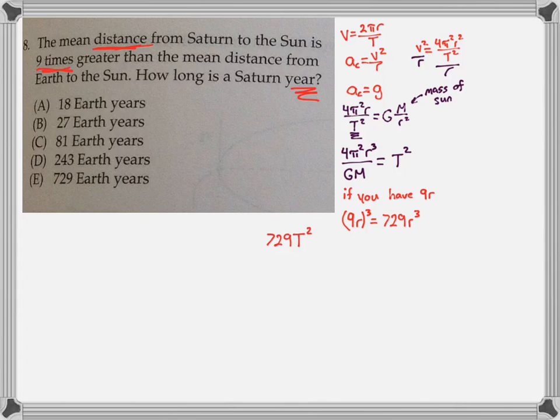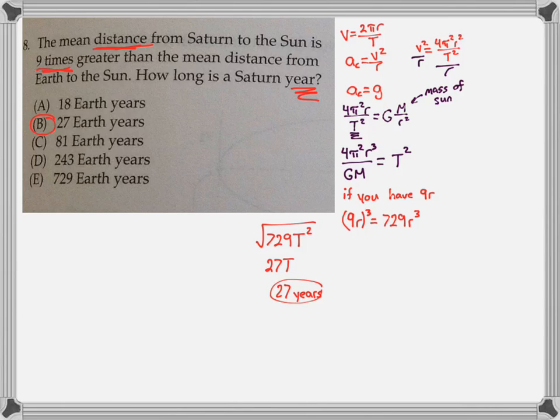So the period of the Earth squared times 729 will give us the period of Saturn squared. And then if we square root it, that means the period of Saturn is 27 times bigger than the period of the Earth. And if we say the period of the Earth is 1 year, then a Saturn year is equal to 27 Earth years. And we have it here.